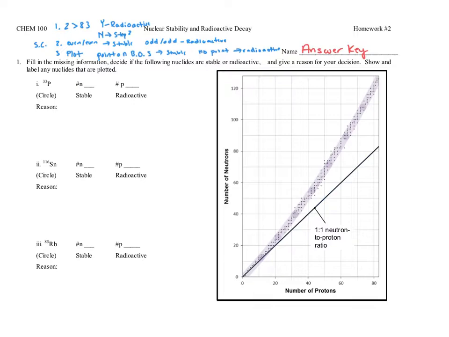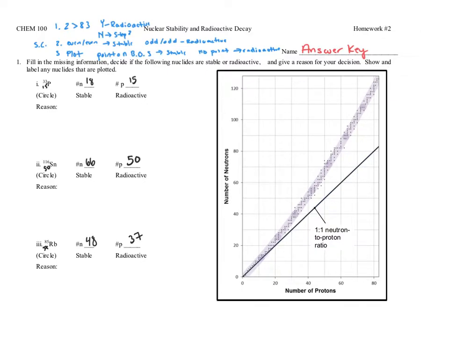So the first thing you're going to want to do is take inventory of your neutrons and protons. I'm going to look up my elements here. So I have phosphorus, which is element 15, Sn, which is element 50, and rubidium, which is element 37. Then I subtract my protons from my mass number, so 33 minus 15 gives me 18 neutrons. 116 minus 50 gives me 66 neutrons, and 85 minus 37 gives me 48 neutrons.